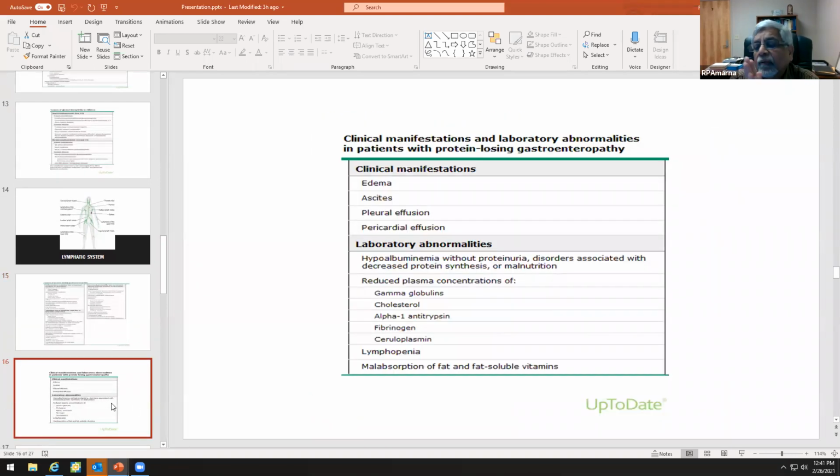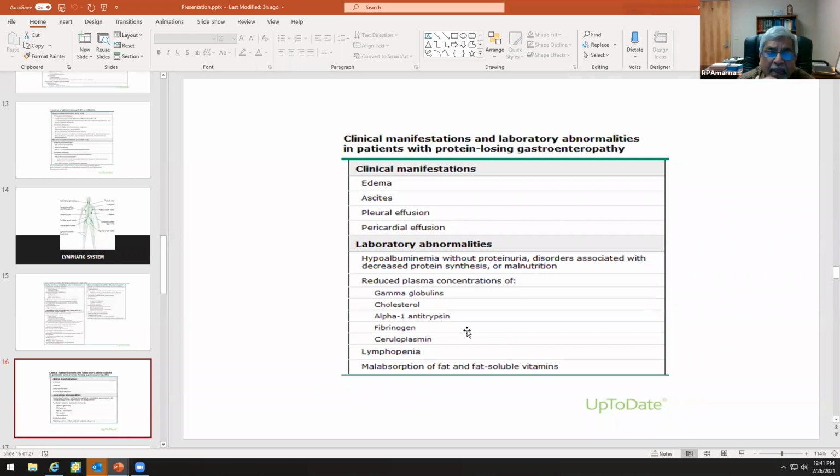So we saw all these causes for protein-losing enteropathy. Now, what are the clinical manifestations of it, and what are the laboratory abnormalities that you will see in these patients? Obviously, hypoproteinemia, you're going to develop edema, and in conditions where the hypoproteinemia is chronic and significant, especially in patients with cirrhosis on top of it, they can develop ascites, pleural effusion. The pleural effusion tends to be a chylous effusion in these conditions rather than a regular pleural effusion. Or they can also get a pericardial effusion as well.